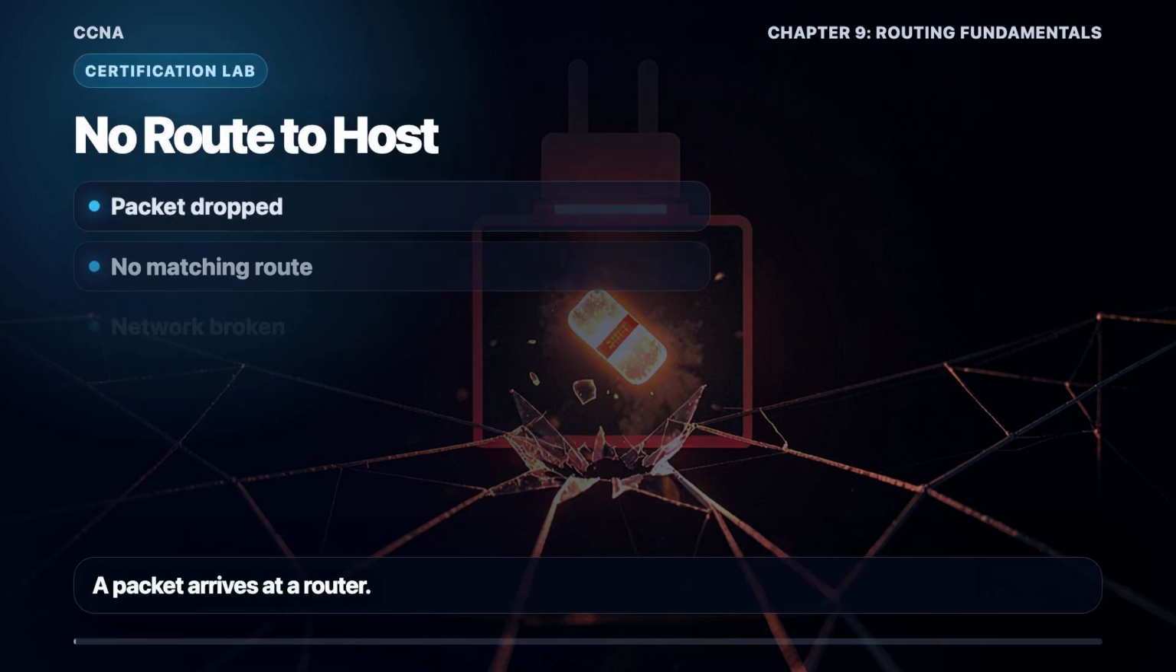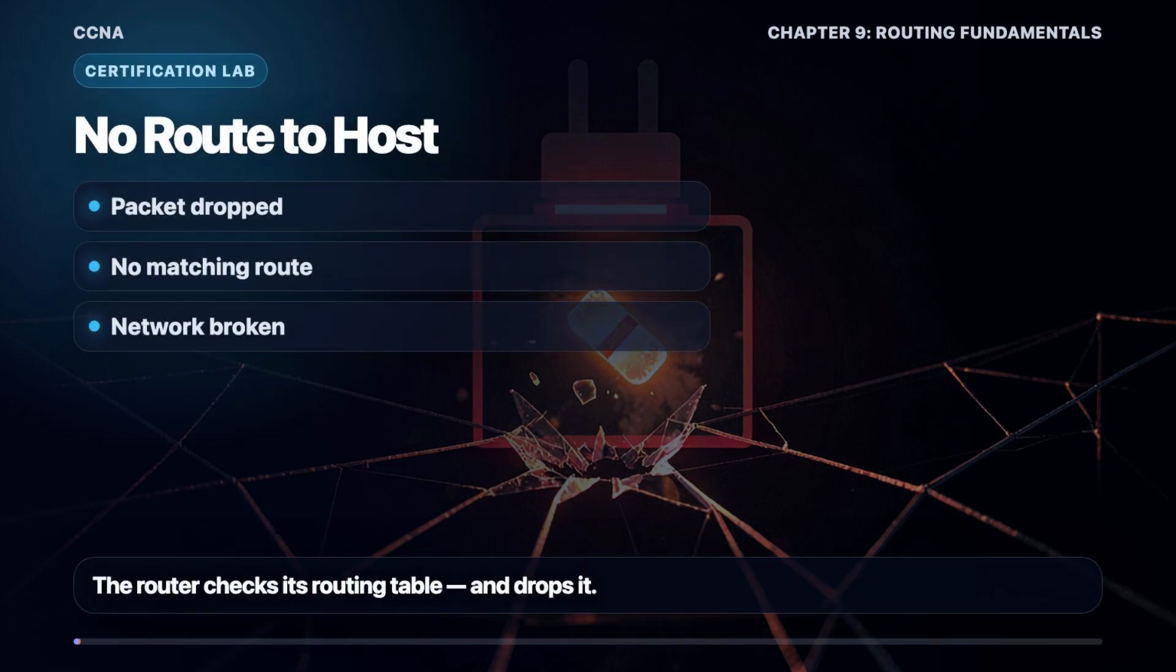A packet arrives at a router. The router checks its routing table and drops it. No matching route. The network is broken, and you're the one who has to fix it. That's what happens when routing fails. Today, we'll make sure you never leave a router without a path.